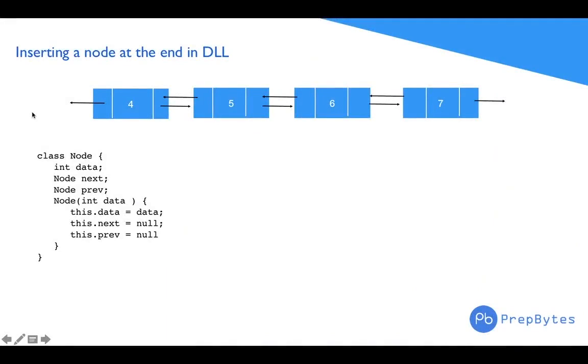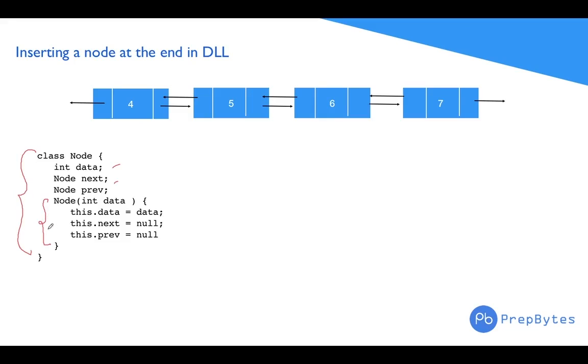So let's start with inserting a node at the end of the doubly linked list. When we have to insert a node at the end of the doubly linked list, let's first see what are the operations we have to do, and then we will go on to write the complete code. Again, we have a node class here. We'll have data, next, prev, and we will create new nodes using this particular constructor.